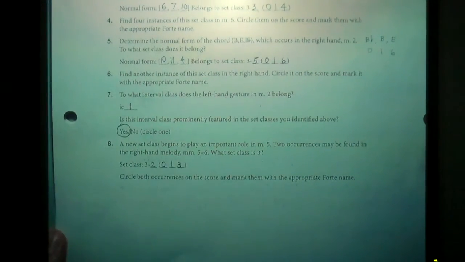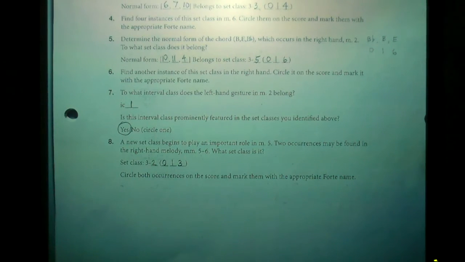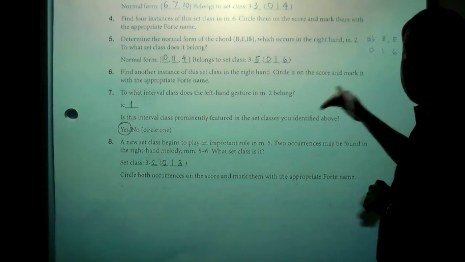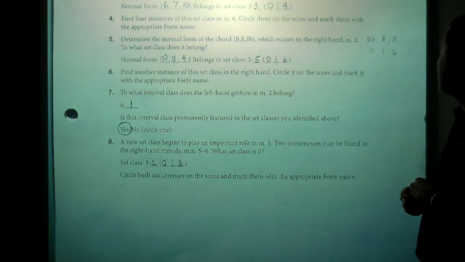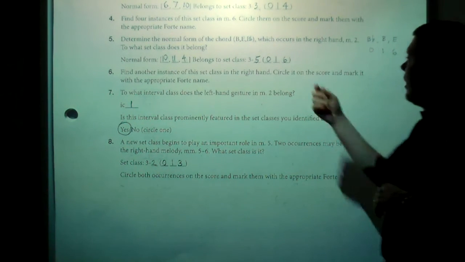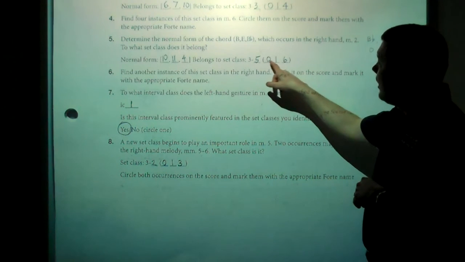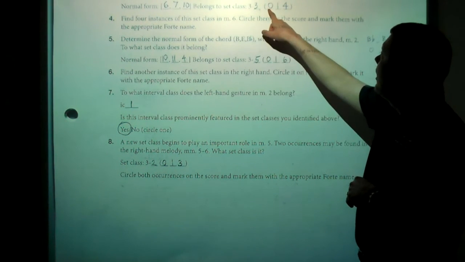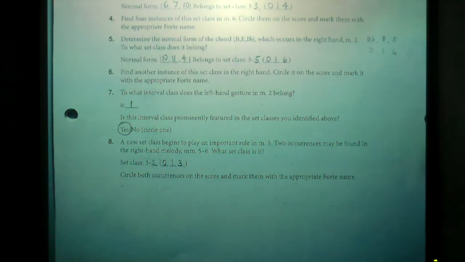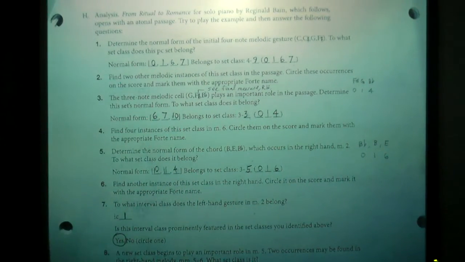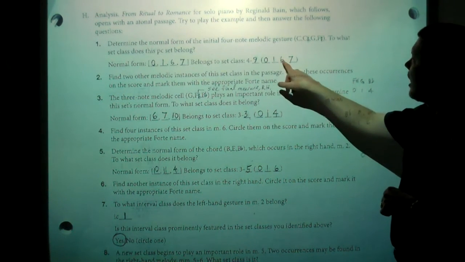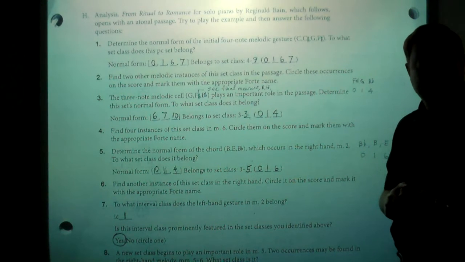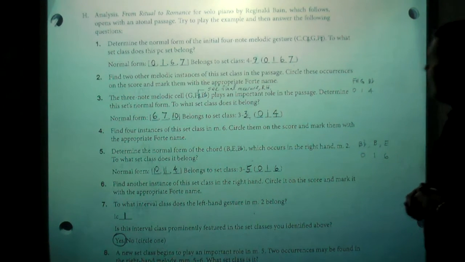Number 7 also asks, is this interval class featured in the set classes you identified above? And the answer is yes. It does appear in the set classes that we've identified above. In fact, I can see it right here in 0, 1, 6 between 0 and 1, and in the 0, 1, 4 between the 0 and 1, the first 2 integers. And I can certainly see it in the 0, 1, 6, 7. There's a half step between the first 2 integers and between the last 2 integers. So yes, it does occur in these set classes.